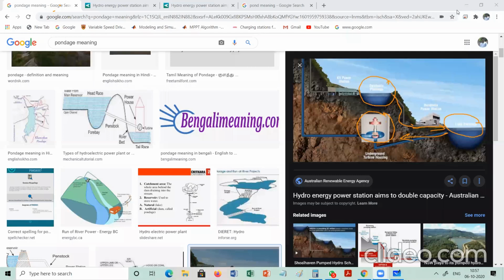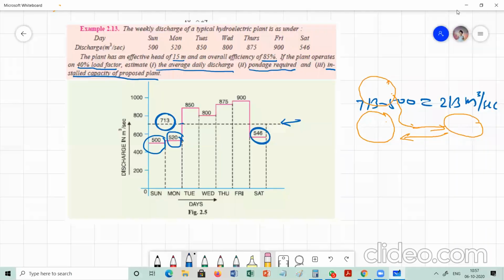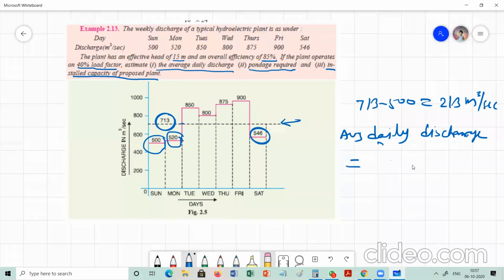Okay, now we'll solve the problem. First we have to calculate the average daily discharge. The average daily discharge will be equal to, average means what? The sum of the quantities divided by the number of events.